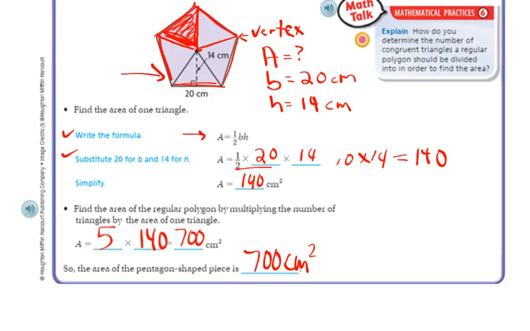All right, so the only new step for us today is we're going to be multiplying that area of the triangle by how many of those triangles we have. So pentagon, 5-sided figure, 5 congruent triangles. We took that 140 area, times it by 5 to get our 700. All right, so let's go ahead and turn the page, please, to page 566.